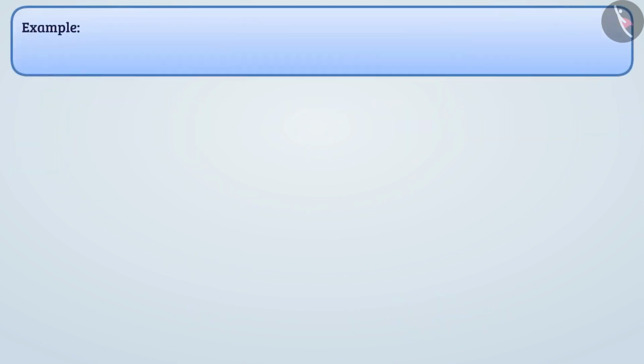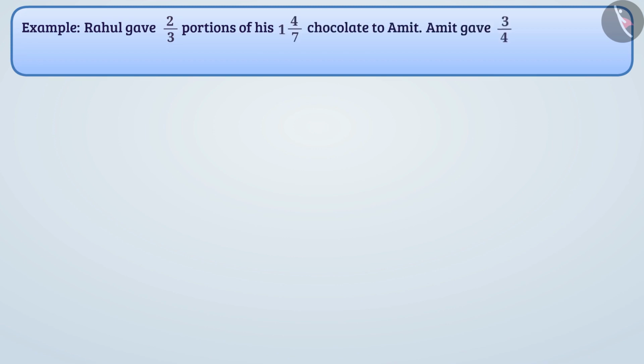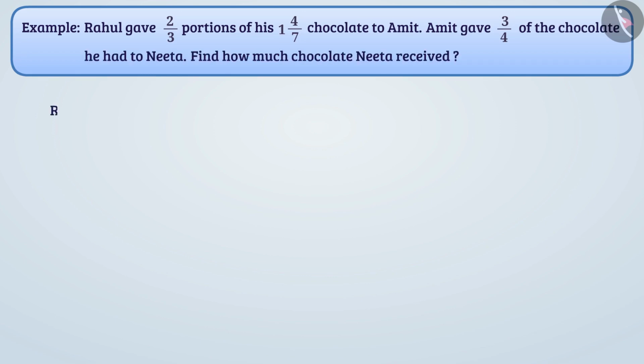Next example. Rahul gave 2/3 portion of his 1 and 4/7 chocolate to Amit. Amit gave 3/4 of the chocolate he had to Neeta. Find how much chocolate Neeta received. Rahul has 1 and 4/7 chocolate, that is 11/7 chocolate. Amit is getting 2/3 part of this chocolate.